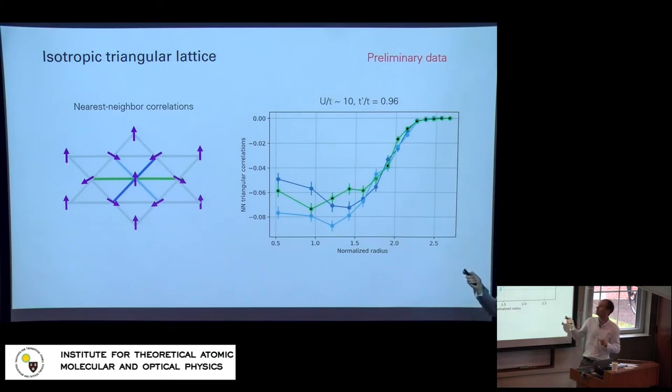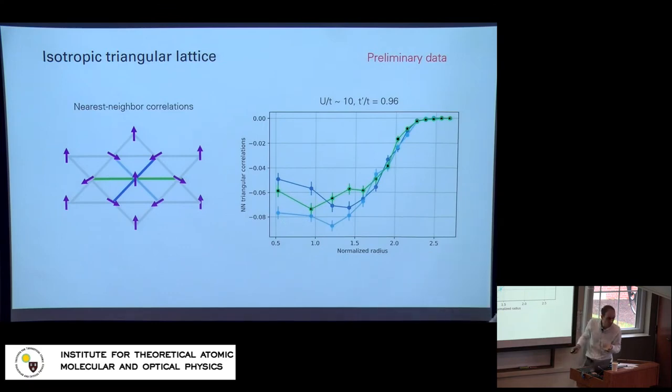At interactions close to 10 times the tunneling, and again, this is preliminary data, so we haven't calibrated everything, and as isotropic as we can get, we see nearest neighbor correlations along the triangular bonds to about 6, 7, 8%. Weakly anisotropic, maybe within 1 to 2% of each other.